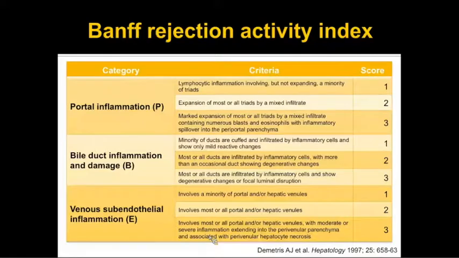So for acute rejection, the three features you're looking at are portal inflammation. Is it involving most of the portal tracts? Is it expanding those portal tracts? And is it spilling over into the parenchyma? For bile duct inflammation and damage, is it involving some or all of the bile ducts, and how degenerated are those bile ducts as a result of that inflammation? And for venous subendothelial inflammation, is it involving a minority of the venules or all of them? And do you see that severe hepatocyte dropout like in that image that I showed you? That would put it as a score of 3.